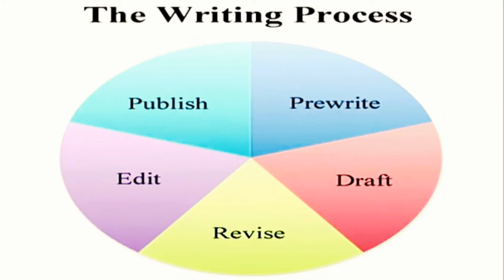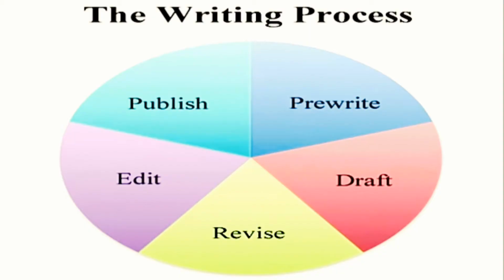Now, we will see the writing process. In it, firstly, the writer pre-writes, then he drafts. After drafting, the writer revises. After revising, the writer considers which kind of changes are needed. According to that, the writer makes amendments and edits the written material. After editing and proofreading, the writer gives it for publication. This is the process of writing.